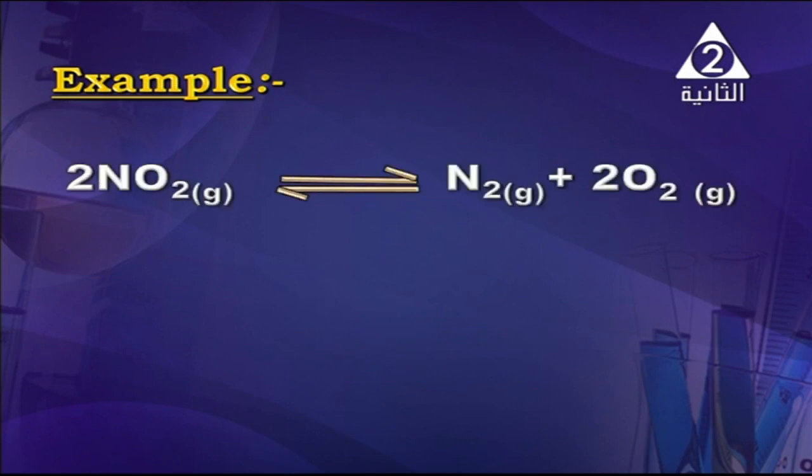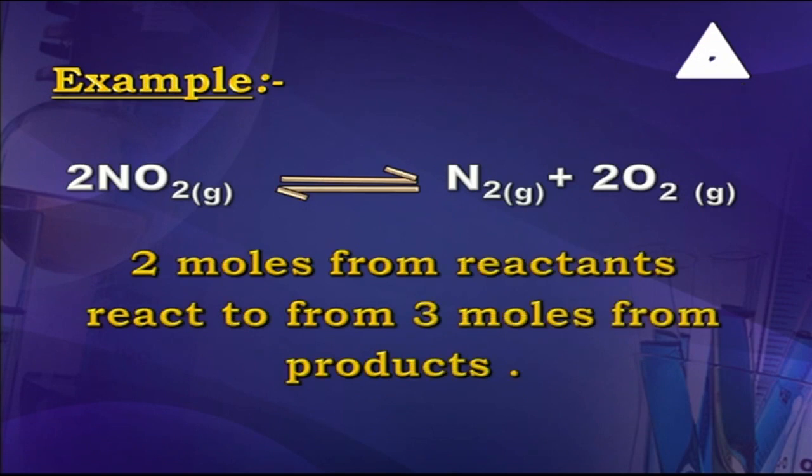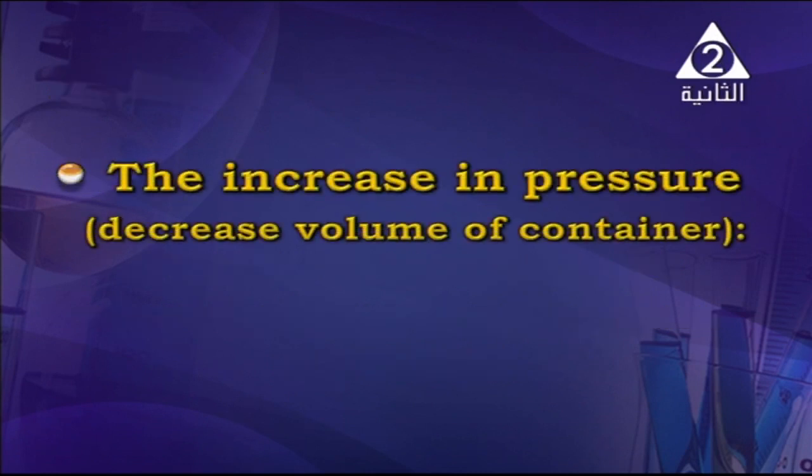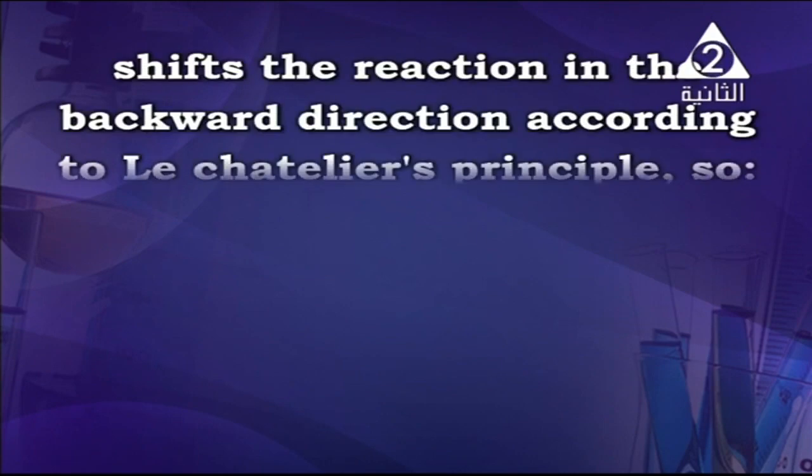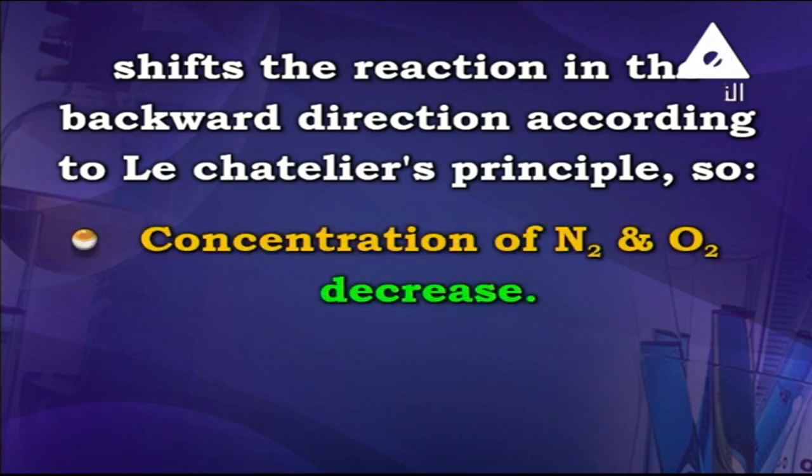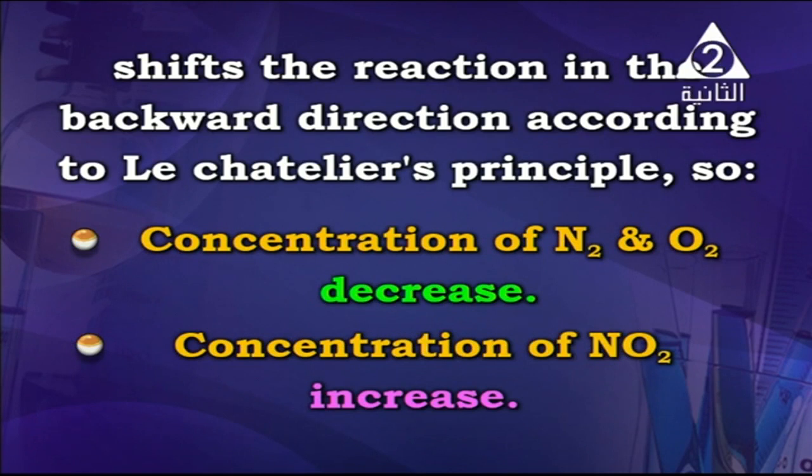For example, 2NO2 gives N2 plus 2O2. 2 moles of the reactant form 3 moles of the products. So the increase in pressure, decrease in volume of container, shifts the reaction in the backward direction according to Le Chatelier principle. So concentration of nitrogen and oxygen decreases and the concentration of nitrogen dioxide gas increases.